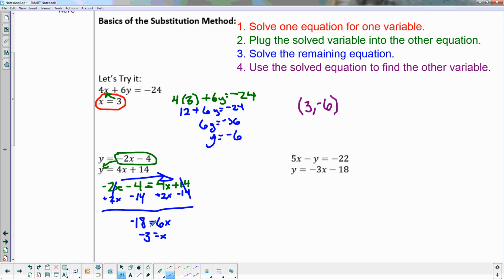Now I need the other one. I'm going to take that negative 3 for x and plug it into one of these two equations. It doesn't matter. Pick one and stick with it. I'm actually going to pick the first one. So I'll plug negative 3 in for x.